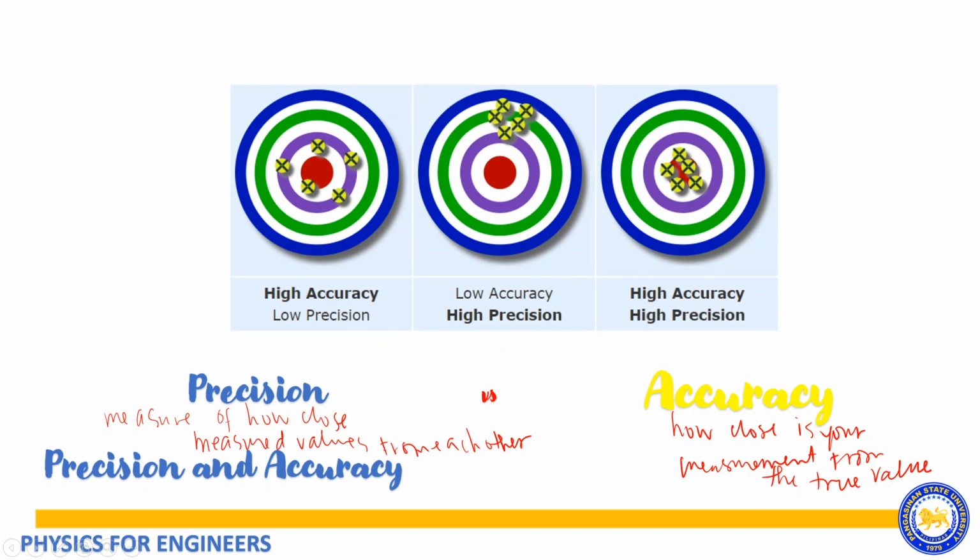Tingnan ninyo ito. High accuracy ito, pero low precision. High accuracy kasi nakuha niya yung target. However, low precision kasi hindi magkakalapit yung values niya. Pag low accuracy, high precision naman, magkakalapit yung nakuha niyang values, yun nga lang, malayo sa true value, which is the target. Pag high accuracy, high precision, magkakalapit na nga, nakuha pa nila yung target. So that is the difference between precision and accuracy.